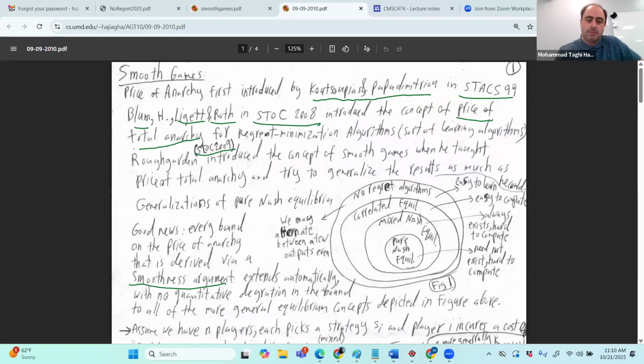So just coming back to these figures, here we have pure Nash equilibrium. For two players, that is easy to compute, but in general it might be hard, and it may not exist. That is, of course, a special case of mixed Nash equilibrium. Mixed Nash equilibrium always exists, but is hard to compute. Then there is the concept of correlated equilibrium that we discussed. It is easy to compute. And finally, these no regret algorithms, which are easy to learn.